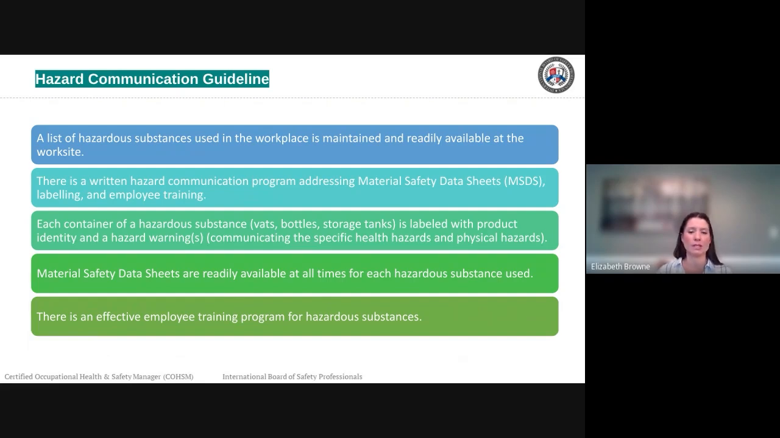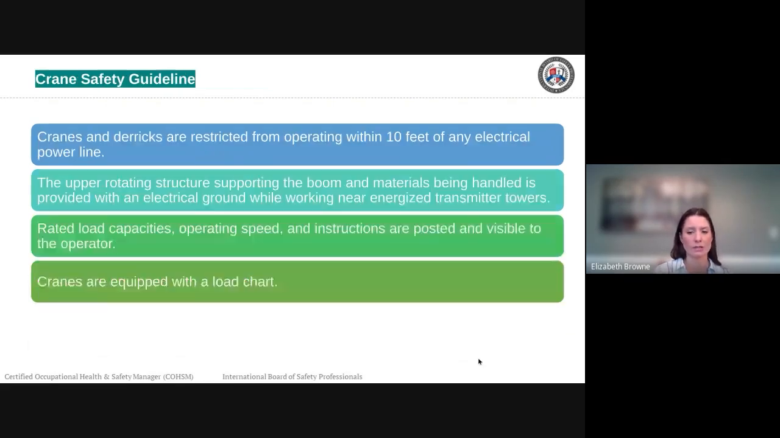Safety data sheets must be readily available at all times for each hazardous substance used. We can maintain an electronic log of these, but I also recommend having a binder in a place like an employee break room that makes it easily accessible for all employees at all times in case of emergency. Make sure that there's an effective employee training program for hazardous substances, and this should be conducted prior to employees working with a hazardous substance.